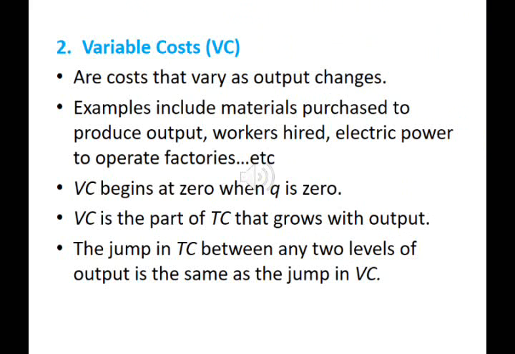Second component in the total cost facing any firm is the variable costs. So again, from its name, these are costs that vary as output changes. Examples include the raw materials purchased to produce output. Of course, we are going to import more raw materials if we need to produce more output. So raw materials in this case will vary with the level of output produced.